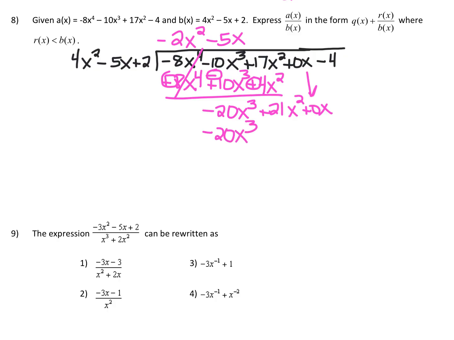Negative 5x times negative 5x is positive 25x squared. And negative 5x times 2 is negative 10x. All right, so let's change this to addition, this to subtraction, and this to addition. And don't forget to circle them because there's a lot going on. You want to make sure you're using the right signs there. All right, so these first 2 cancel. And then 21x squared minus 25x squared is negative 4x squared.